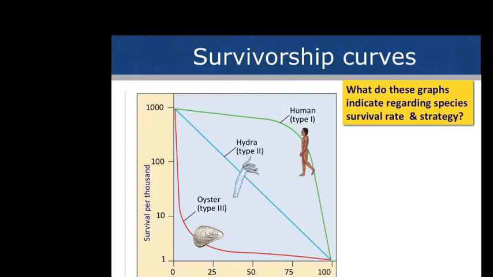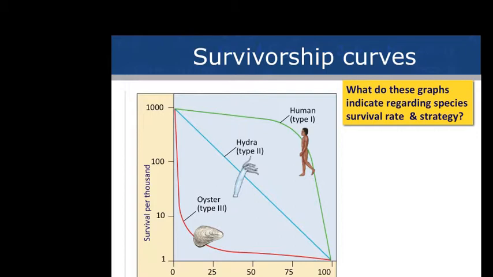And then type 1 organisms invest a lot of energy. They have low death rates. They invest a lot of energy in their offspring, and they have few offspring, but they do give them good care because they have a higher chance of surviving.